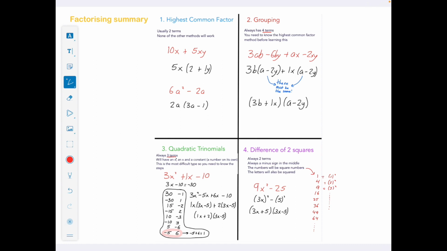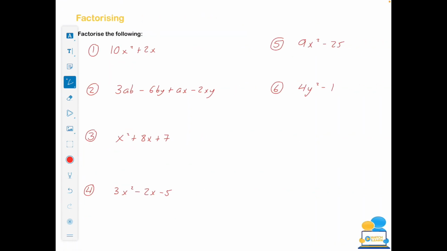Okay, so 4 different types. We need to be able to recognize them. We'll go through 1 or 2 examples of each now. But you have a set of examples here, so pause it, maybe try the examples yourself if you think you know how to do it, or else we'll go through the examples on the next page, and then you can come back to this and make sure you can understand these examples as well.